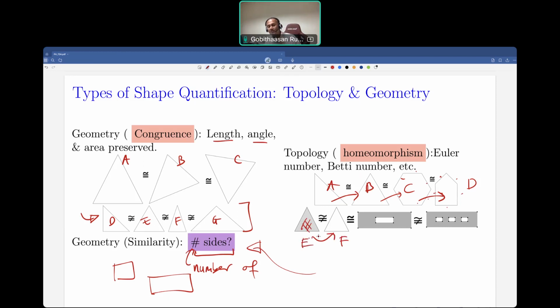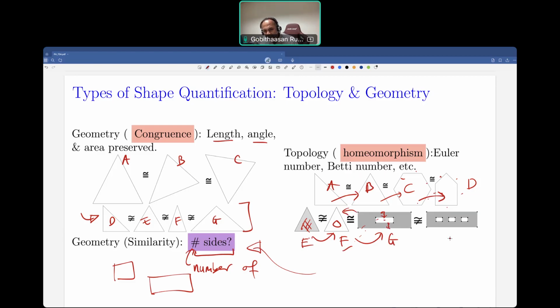So E is not homeomorphic to F. F is homeomorphic to G. Why? This hole here, as you can see, is preserved, right? So you can squeeze this content here in such a way that it becomes like F. You can squeeze the width of G in such a way that it becomes F. So you can always do that.